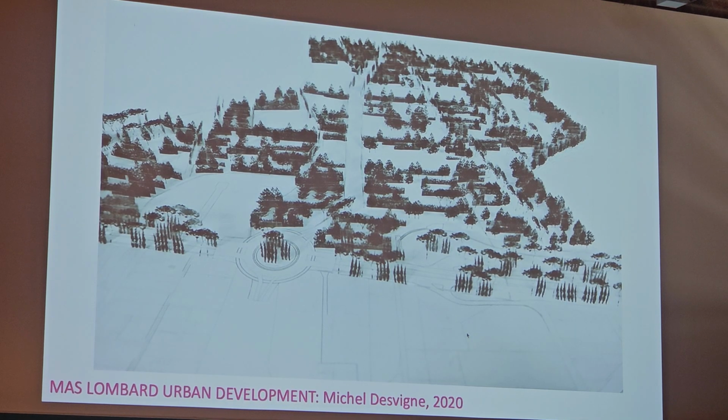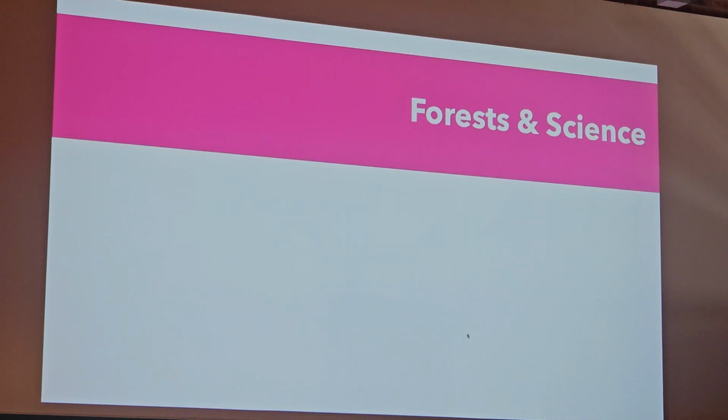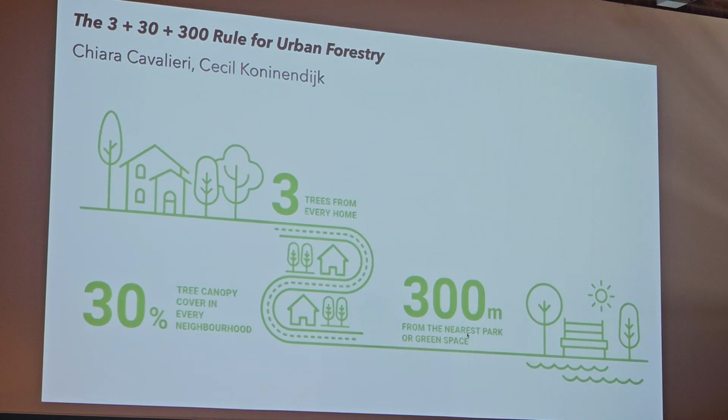I recently used an image project from Virginia. If we go to the forest and science, we had 3 scientists. In the first one, we coupled Cecil Konijnendijk together with Chiara Calgary, who's an architect. Many people are a little critical of this, and I am one of them. As a general rule of thumb, Cecil developed it to explain to a mayor that we can have what he calls 3-30-300. It means from every house, you should see 3 trees.